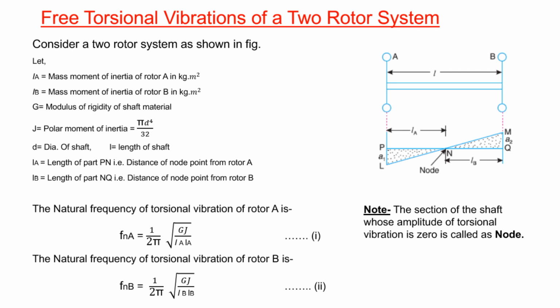For the second rotor, that is rotor B, from the node point to rotor B, again we consider a one rotor system, and its natural frequency is Fnb = 1/(2π) √(GJ/(LB IB)). Capital G and J remain the same because the diameter of the shaft is the same, as well as the modulus of rigidity of the shaft material. Therefore, we get two equations, the natural frequency for rotor A and for rotor B, for torsional vibration.